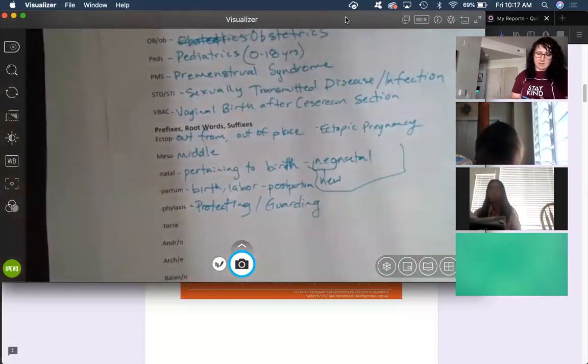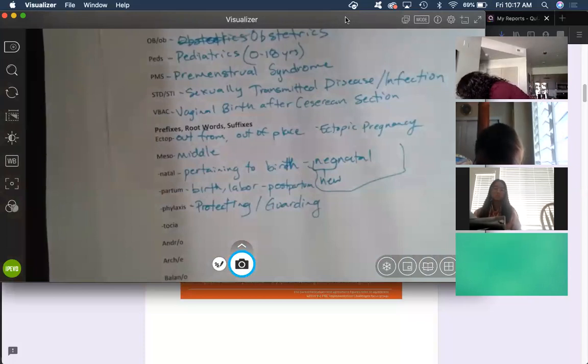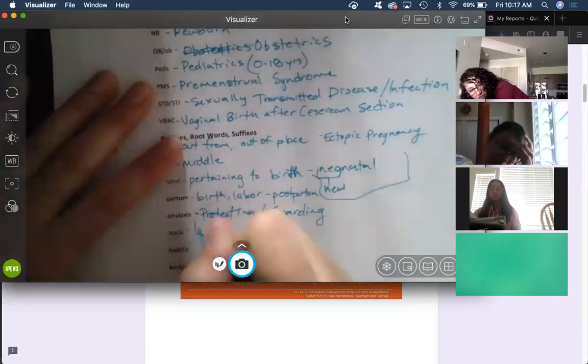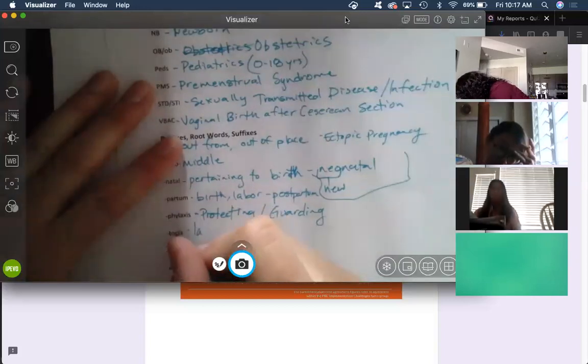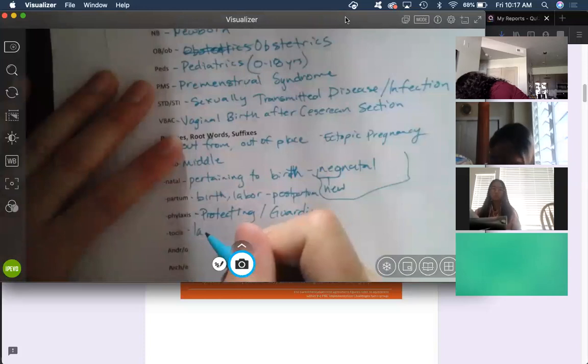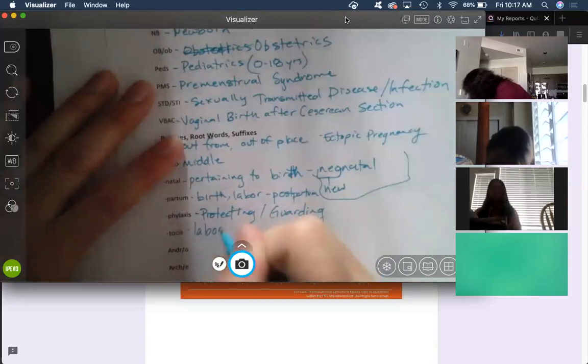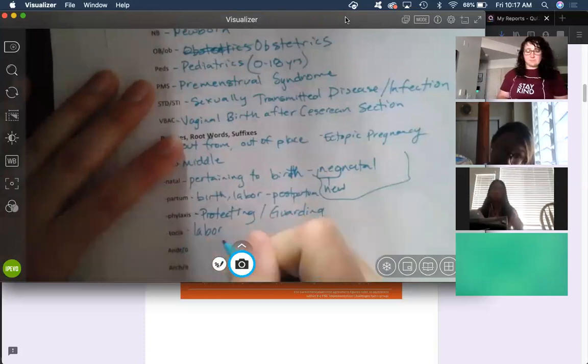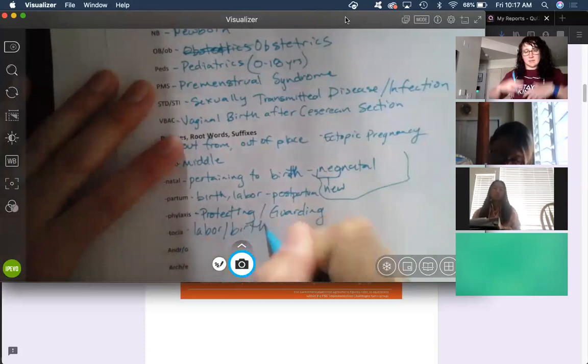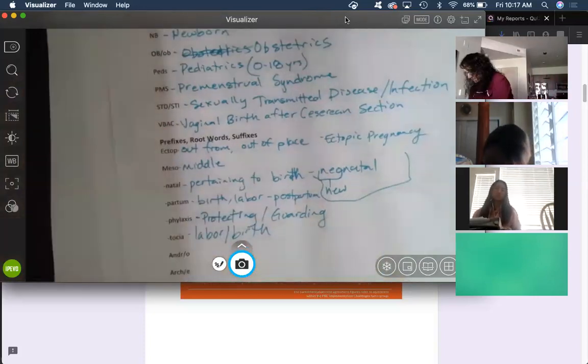Okay, and tocia is labor or birth. Also, this one we've actually already done before. We did oxytocin, right? So tocia is just a condition of labor or birth. All right, and at that, we are going to move into the female reproductive system.